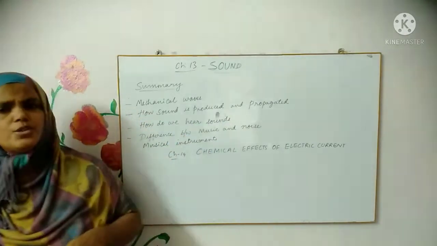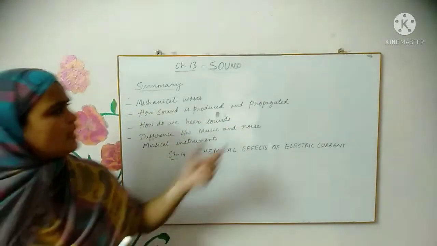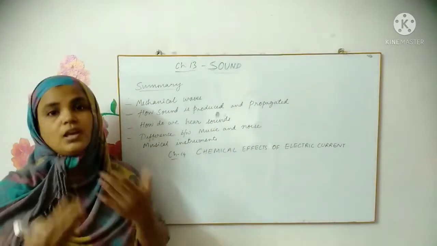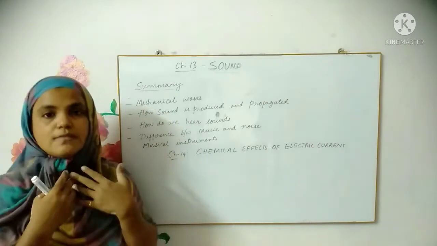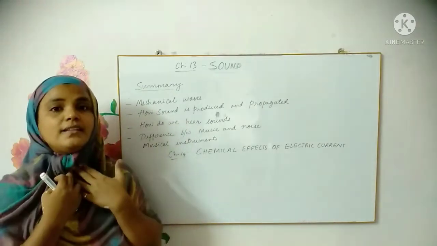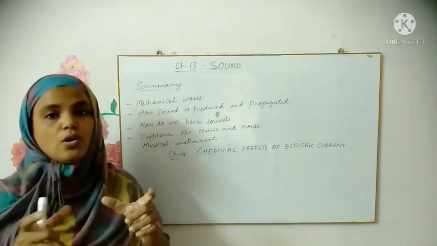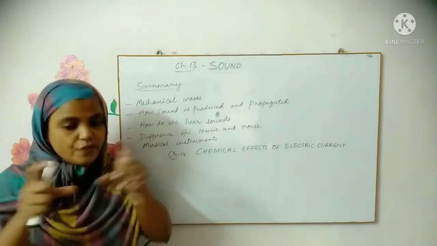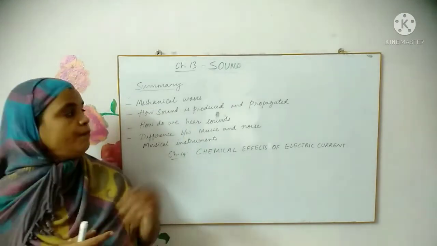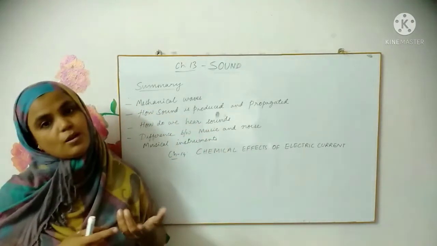Now how is sound produced and propagated? This also we have seen. How is sound produced? First of all, any vibrating body produces sound. If you talk about your own voice box, which is nothing but called the larynx, inside that we have a pair of stretched vocal cords which vibrate when the air comes out through the trachea, and because of that vibration the sound is produced.